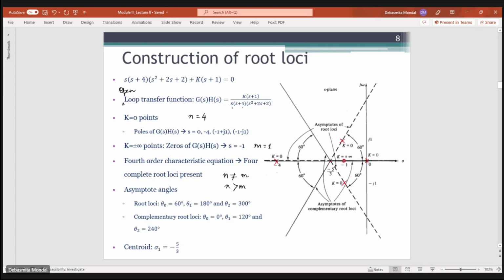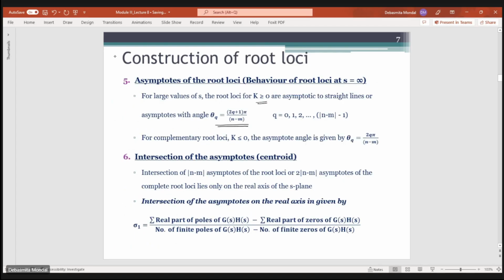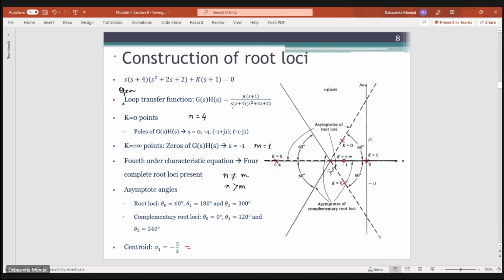And the point of intersection, which is known as sigma, can be found from the previous equation, that is the summation of the real parts of the poles of G(s)H(s) minus the real parts of the zeros. So you can write that sigma 1 is equal to the summation of the real parts of the poles, which is 0 plus 0 plus minus 4 plus minus 1 plus minus 1, minus the real part of the zero, which is minus of minus 1, divided by n minus m. n minus m is nothing but 3. So this gets cancelled out, and this is equal to minus 5 by 3.